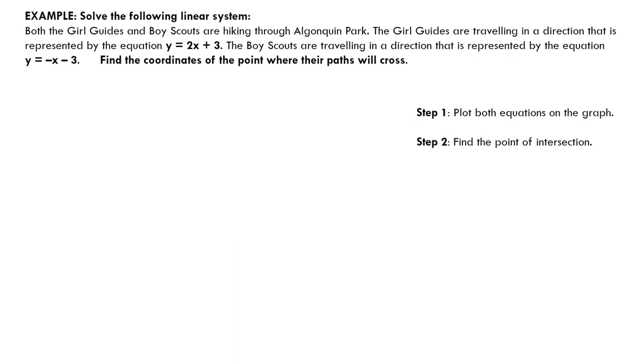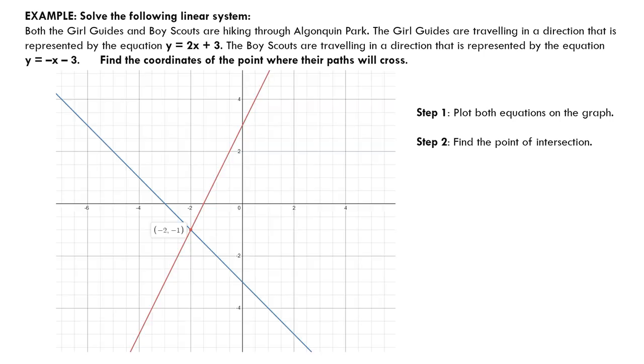In this example, we are given two equations and asked to graph the lines. The Boy Scouts are traveling along a path indicated by the equation y = -x - 3. And the Girl Scouts are traveling in a direction that's represented by the equation y = 2x + 3. Once these two lines are graphed, we can see that they intersect at the point (-2, -1).